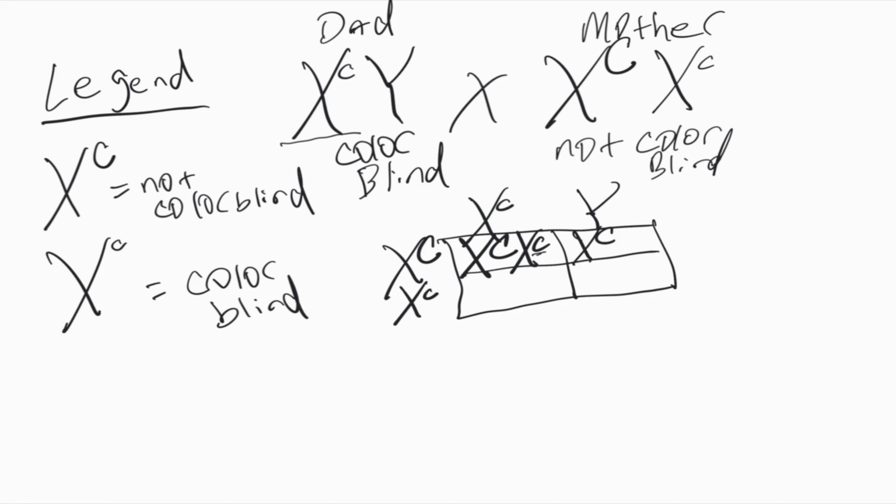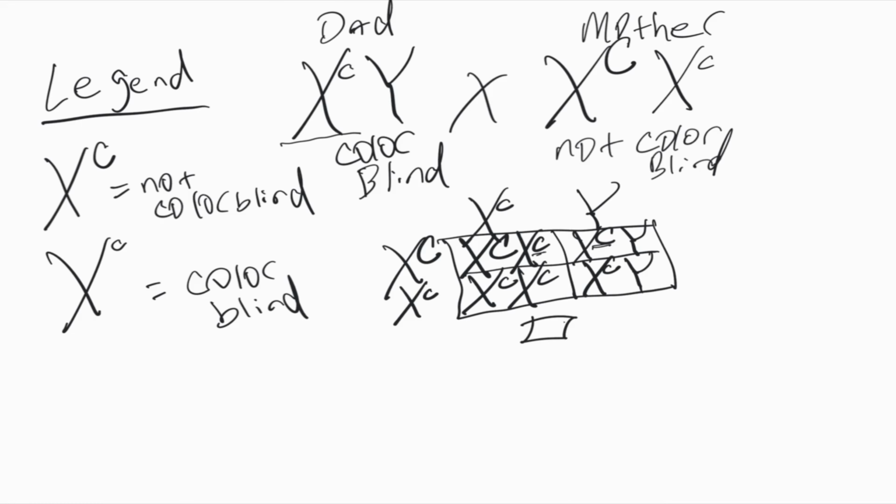Here's our son, capital X, capital C, and Y. He's a boy. He's not colorblind. He inherited the not colorblind gene. Female, X, lowercase c from parent 1, X, lowercase c from parent 2. She is colorblind. And then here's our last one, young man, X, lowercase c from mom, and Y. He is colorblind. Let's draw it out using a pedigree.